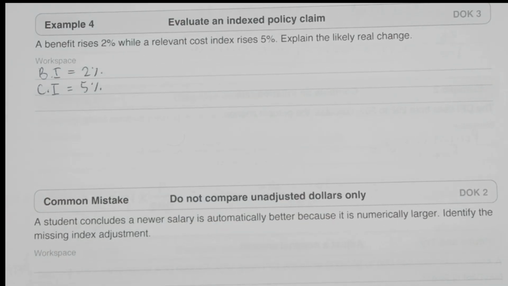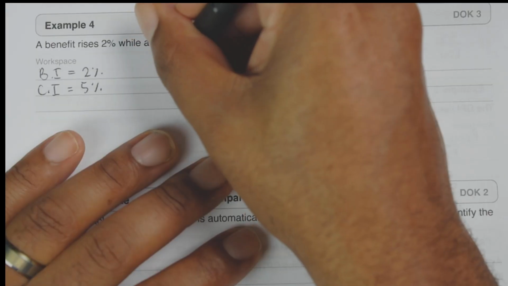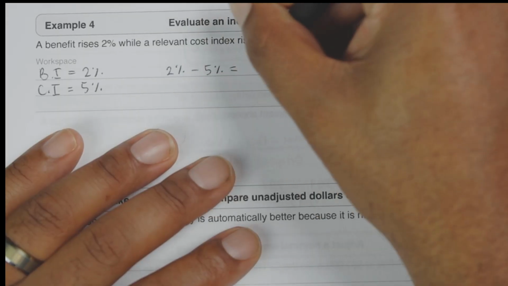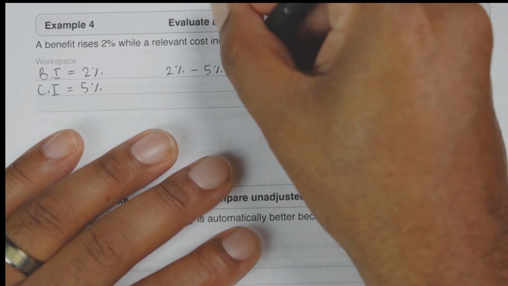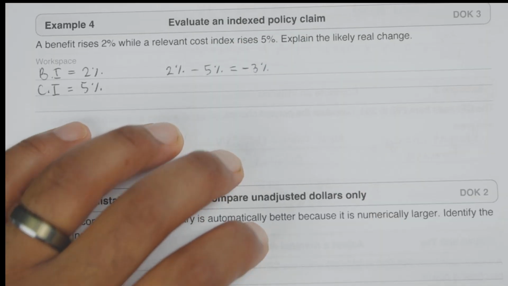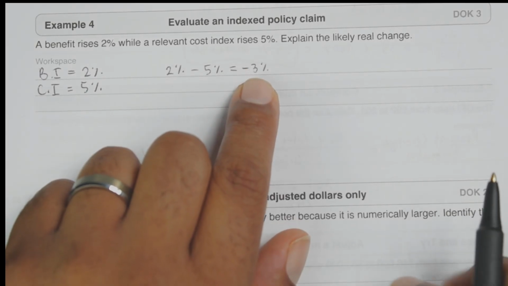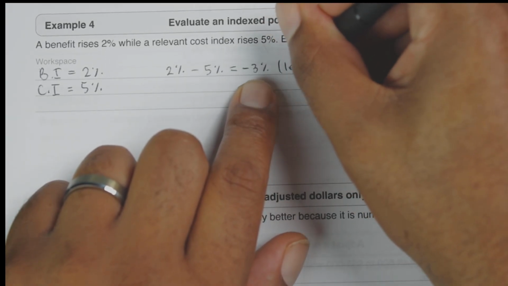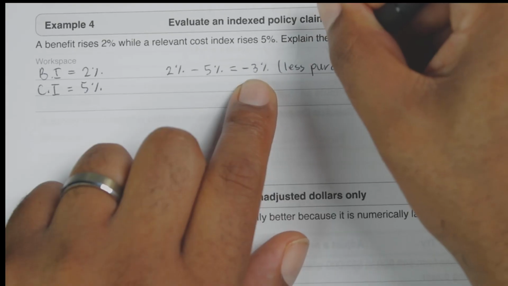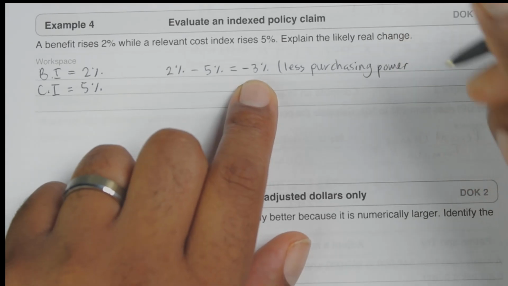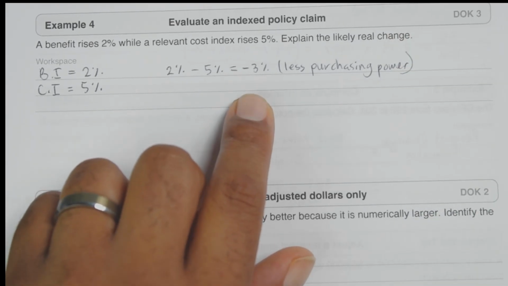So a quick approximation of the change in real purchasing power is basically just subtracting the two. 2% minus 5% is going to give us a negative 3%, right? So the recipient has approximately 3% less purchasing power, right? That's essentially what that means.